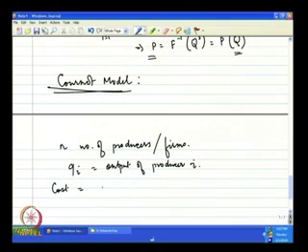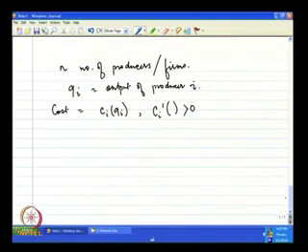So cost we are going to represent as Ci, which is also of course a function of Qi. So Ci is the cost. What more can I say about Ci? What kind of function it is? It is going to be an increasing function, because if the producer is producing more, if Qi rises, then obviously cost also rises. So Ci prime is positive.